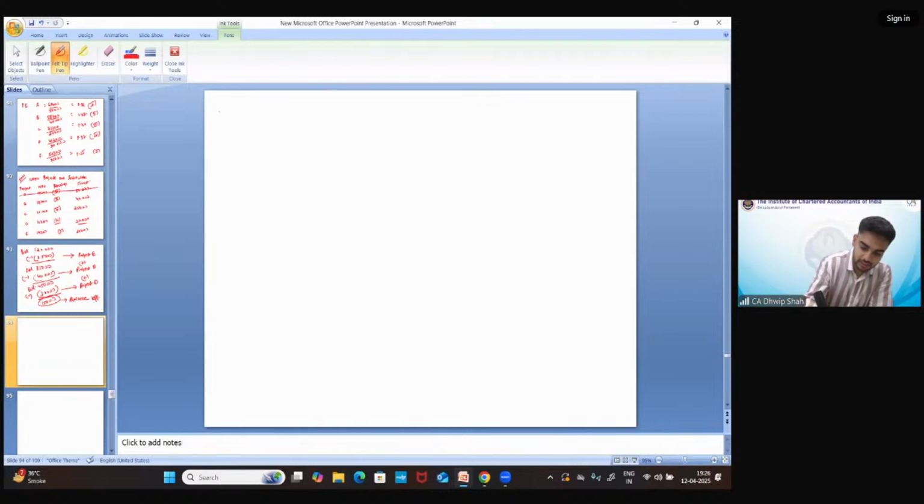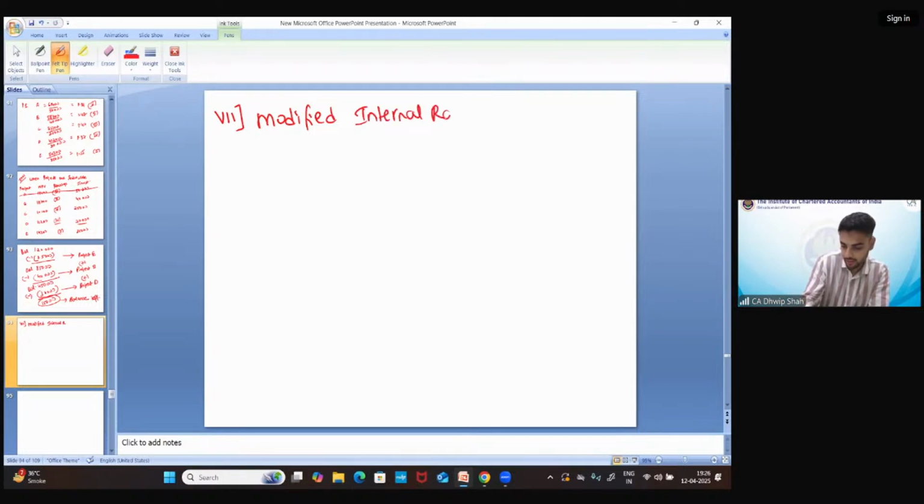Chalo, let's go and learn our last technique, which is modified internal rate of return, MIRR. This is the last technique that we need to learn in this chapter. As the name suggests, modified IRR.